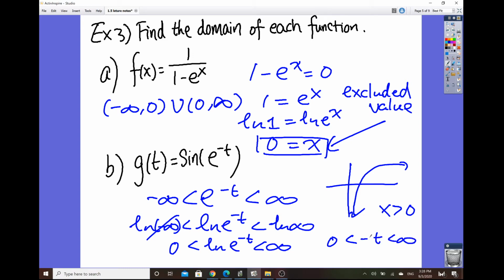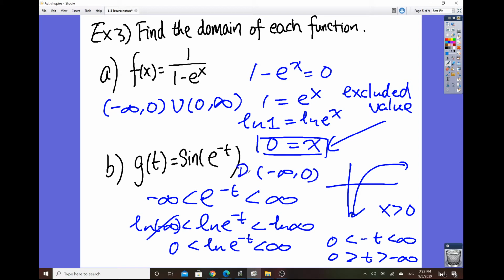And don't forget about the negative sign. So you want to divide everything by negative. We do know that it's a compound inequality, so anytime you divide by a negative, you want to flip the sign over. So eventually this turns out to be 0 is greater than t, which is greater than negative infinity. So t must be greater than negative infinity but less than 0. So for the boundary, it's negative infinity to 0.